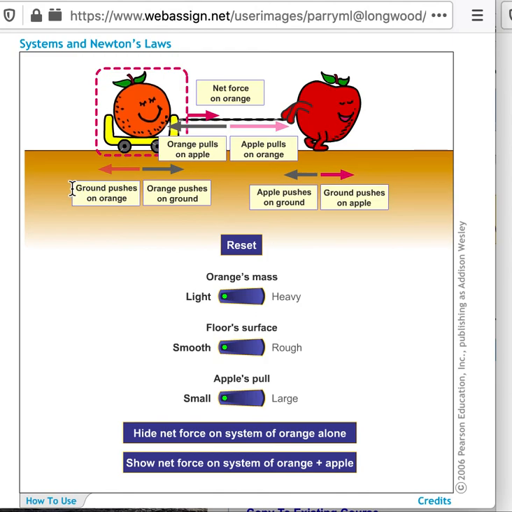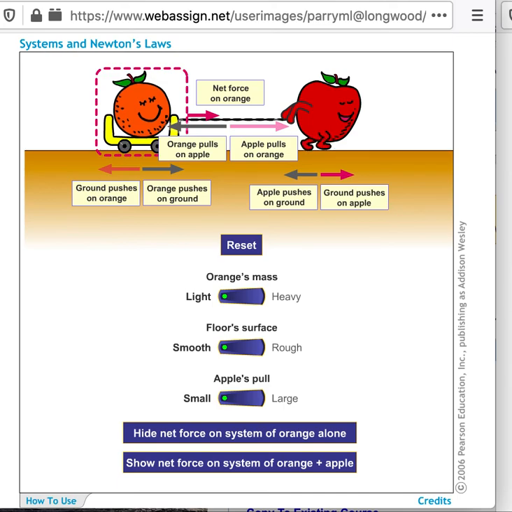And down here, we know that the ground pushes on the orange, but the orange also pushes on the ground. So these are a pair of forces here. And then we have another pair of forces here. And then finally, if we look at the apple, we have the ground pushes on the apple, and the apple pushes on the ground. So we have three pairs of forces in this particular example.